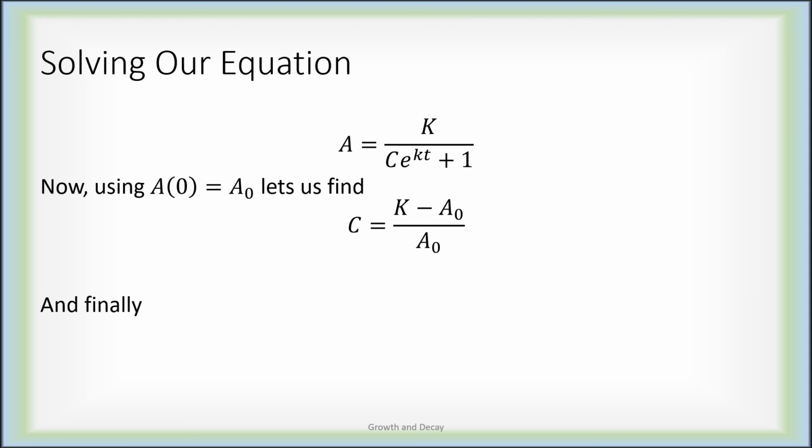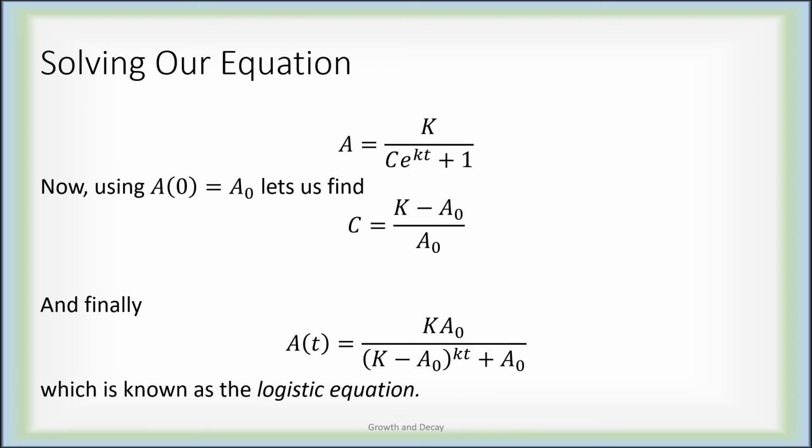I then take that value for C and plug it back in. Plugging in K minus A naught over A naught for C, and then multiplying numerator and denominator by A naught to cancel out the denominator of C produces the following expression. A of t is the carrying capacity times the initial population over the difference between the two to the kt power plus the initial population A naught. This is known as the logistic equation.